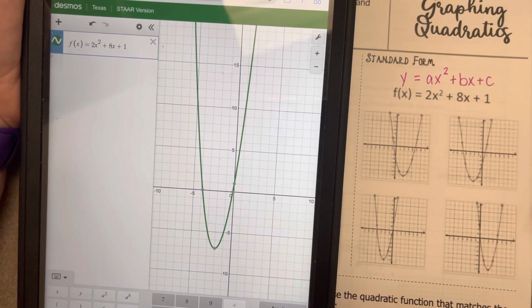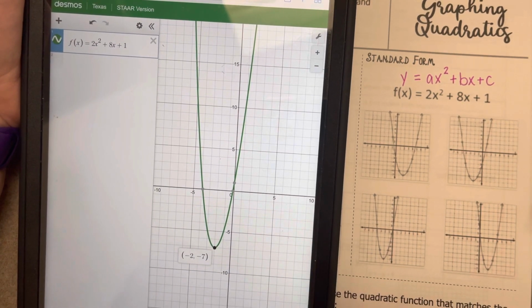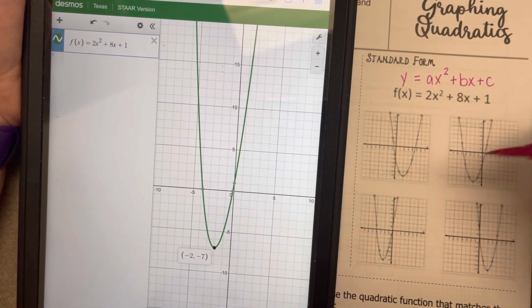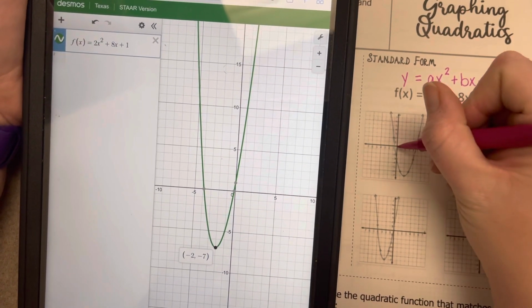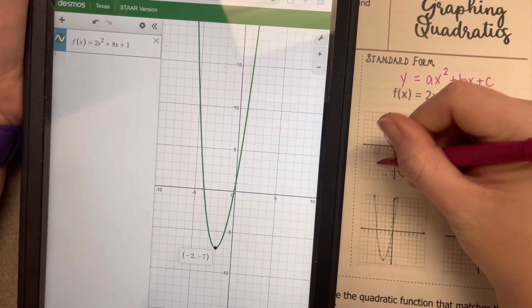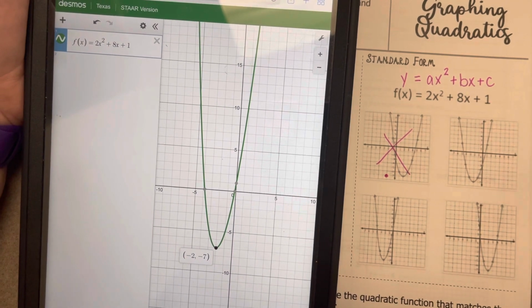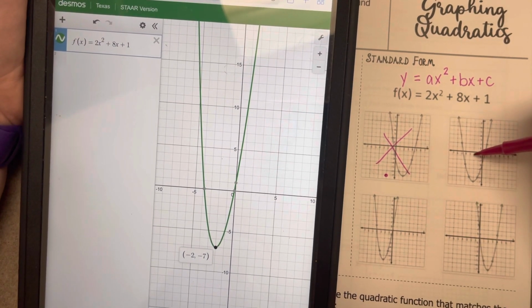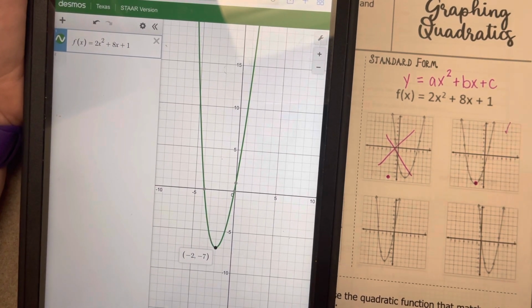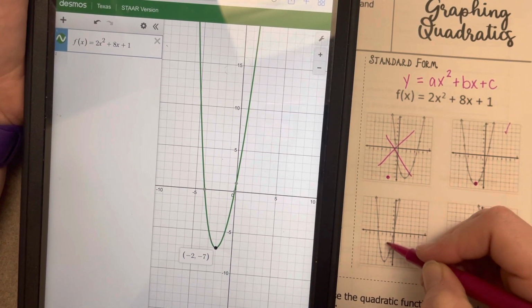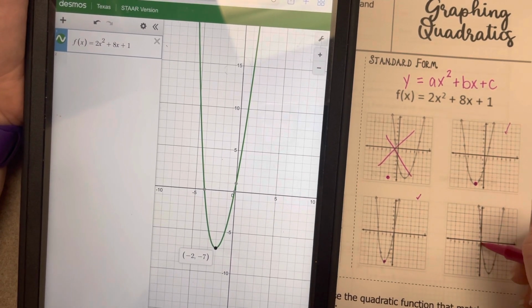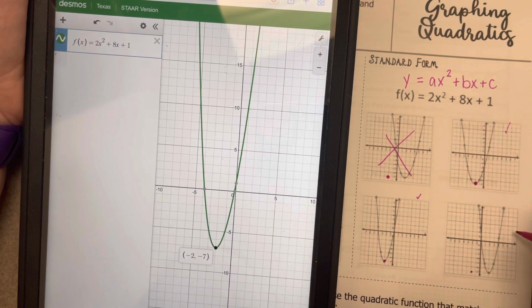Again, I'm going to look at where my vertex is. I'm going to press that point, and I can see it's at (-2, -7). So I'm going to plot that point: back 2, down 7. Well, it's not that first one, I don't have a vertex at that point. My second one, back 2, down 7, I do have a vertex there. This one, back 2, down 7, that one works too. Or back 2, down 7.